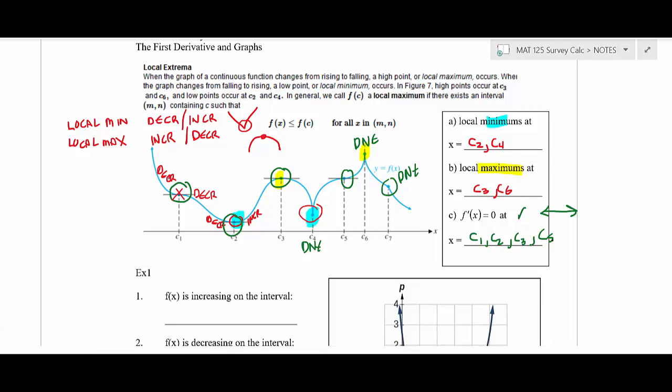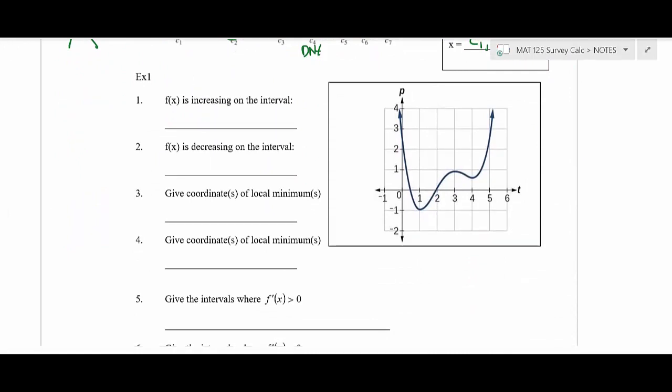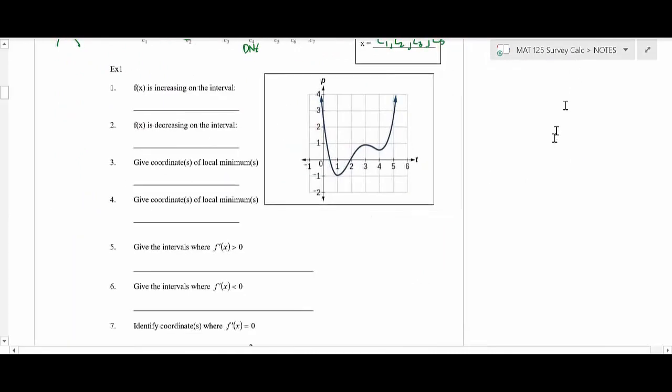Okay. Remember, if you have a sharp point, the derivative does not exist. It's not differentiable at that point. Now if we look down at the next thing on here, we're going to look a little bit at where a function increases and where it decreases. So first of all, let's start with where it decreases.